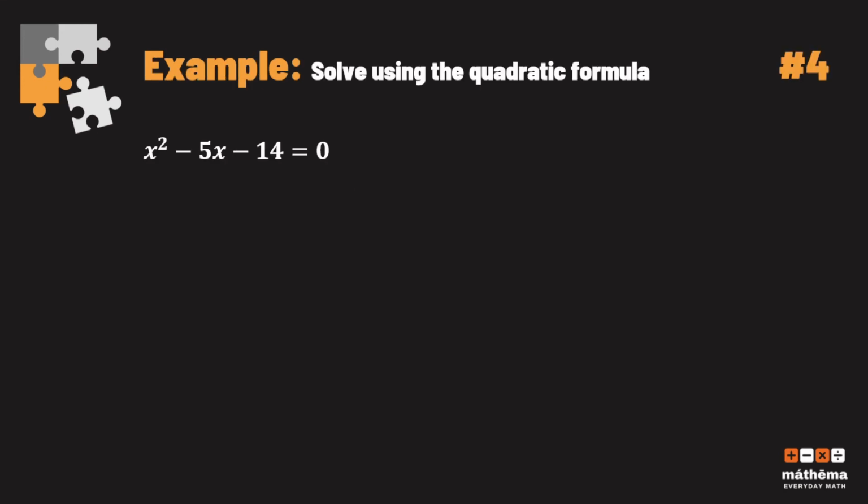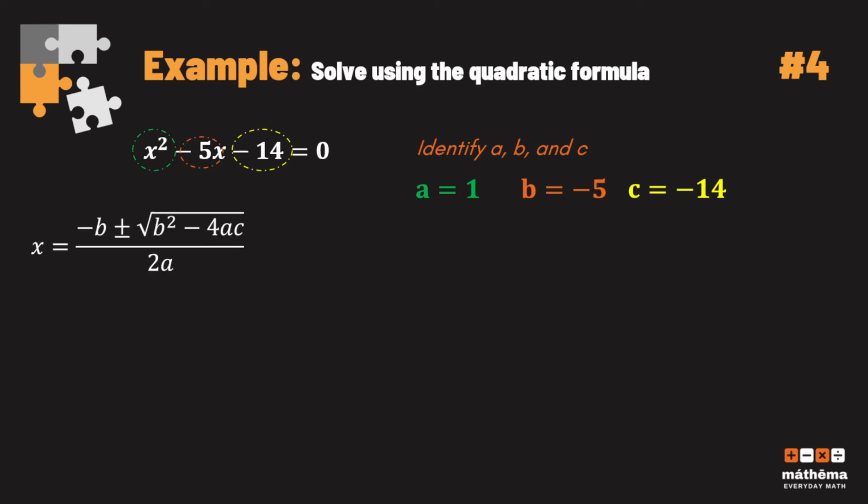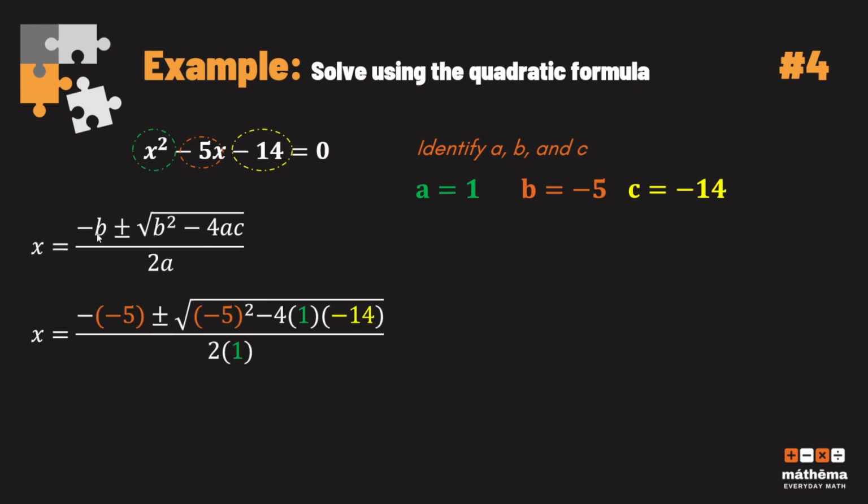Example 1, x squared minus 5x minus 14 is equal to 0. First thing that we should do is identify our a, b, and c. In this example, our a is 1, our b is negative 5, our c is negative 14. After identifying our a, b, and c, we will then substitute these values into our quadratic formula. So we will have x is equal to negative b, that is negative of the negative 5 because b is equal to negative 5, plus minus the square root of b, which is again negative 5 squared, minus 4a, a is 1, c is negative 14, all over 2a, 2 times 1.